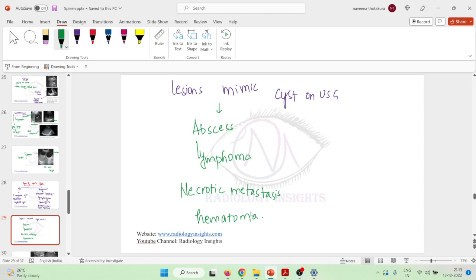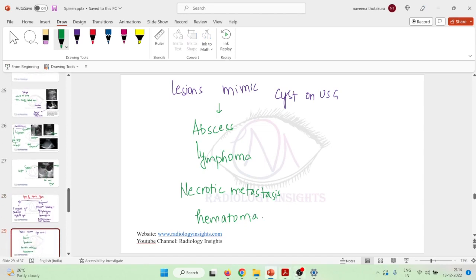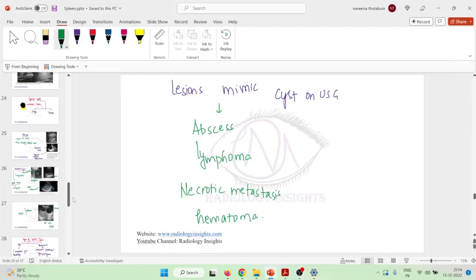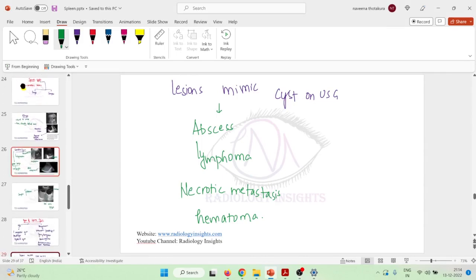So these are the important points about splenic cysts. In the next class, we will see some types of splenic cysts. Thank you.